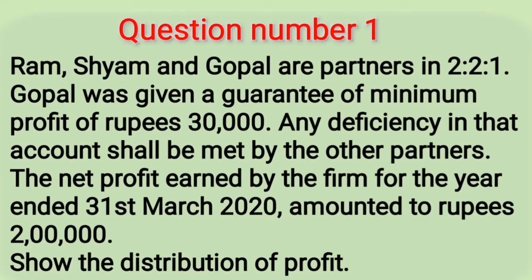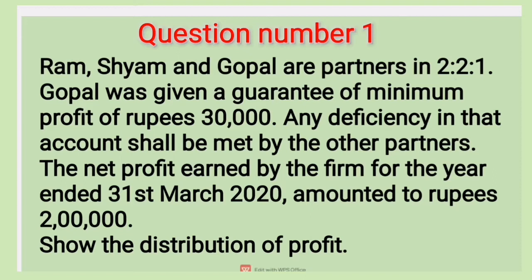Now let's discuss a question for the same. Ram, Shyam and Gopal are partners sharing profits and losses in the ratio of 2:2:1. Gopal was given a guarantee of minimum profits of rupees 30,000. Any deficiency in that account shall be met by the other partners. Now in this question, it has not been told how the other partners are going to bear that deficiency. Gopal is given the guarantee for minimum profits, so if nothing is mentioned in the question, it will be borne by the other partners, that is Ram and Shyam, in the ratio of 2:2, which can also be written as 1:1.